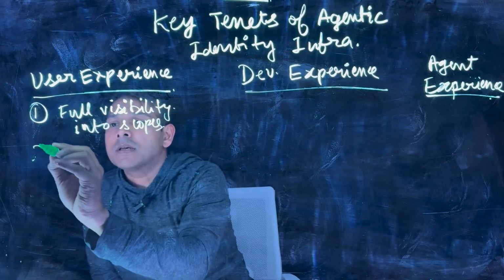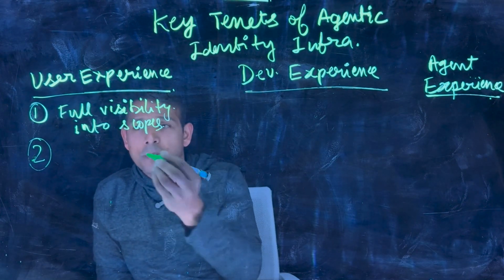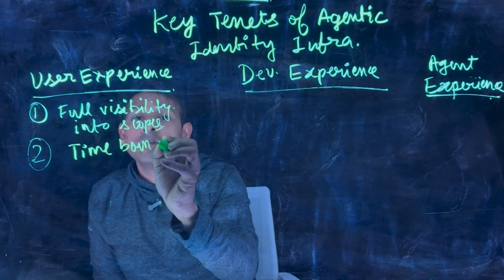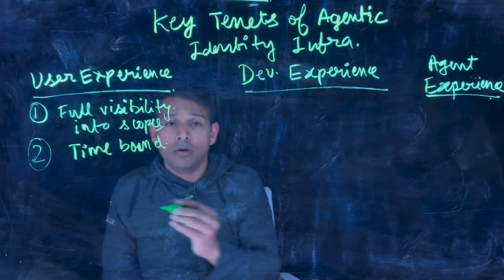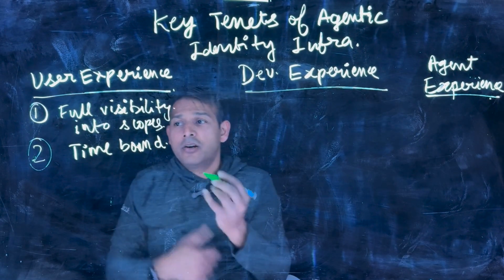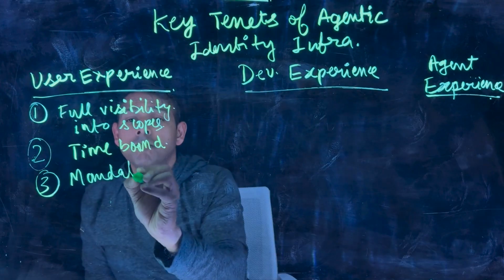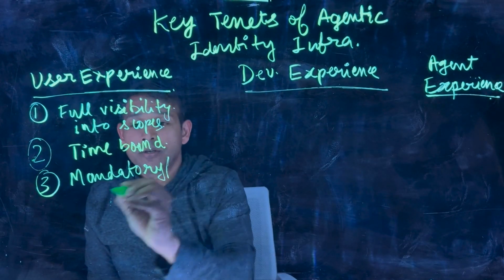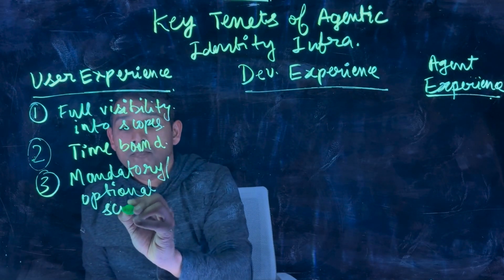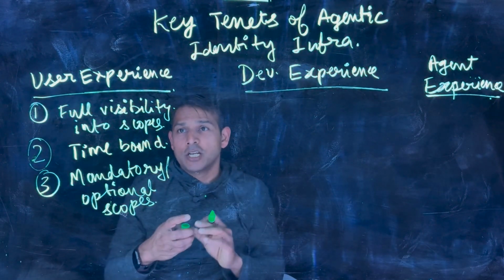And the second piece is granular permissions, or granular scope granting. So things like time bound. Can the user allow the agent to perform actions only for a certain window of time? Can they have mandatory and optional scopes? So these are some of the things to keep in mind when you think of user experience.